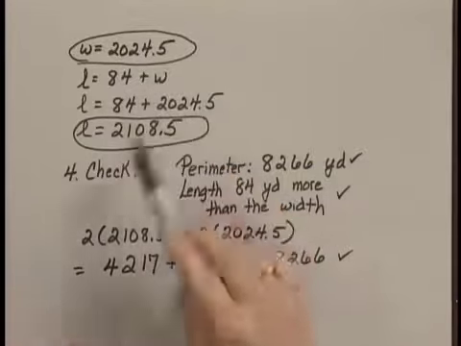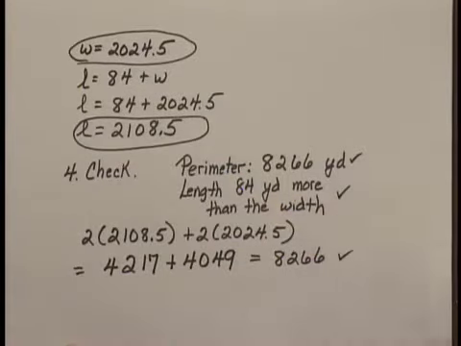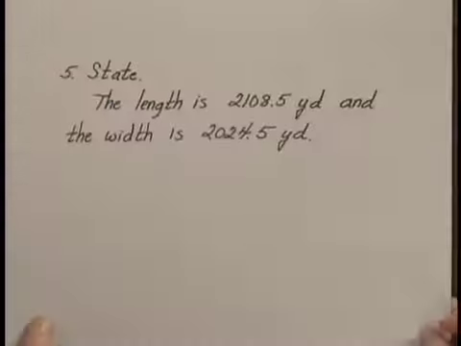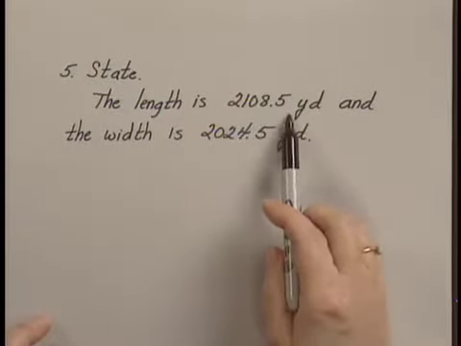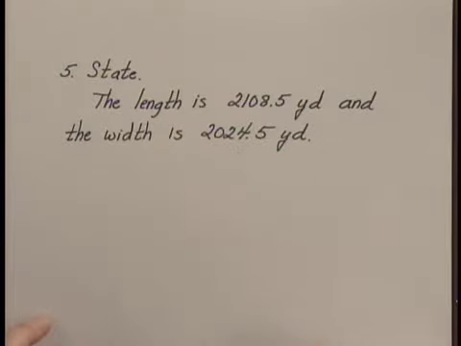Since this width and length give us the correct perimeter, and since the length is 84 yards more than the width, we can state that our solution is the length is 2,108.5 yards, and the width is 2,024.5 yards.